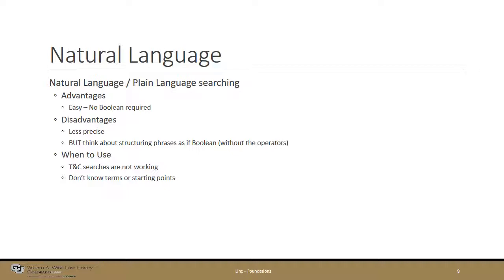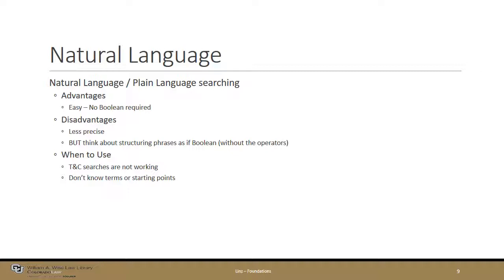The advantage of it is that it's easy, right? There's no Boolean required. We don't need to know terms and connectors searching. We don't need to worry about how terms are related to one another. The disadvantage of it, though, is it may be a little less precise, right? Because we can't specify the relationship of one term to the other term. We are relying upon the search algorithm to do that for us. Maybe there's a way we can overcome that with the way in which we phrase, put the terms into the search itself. We'll look at that in a second.